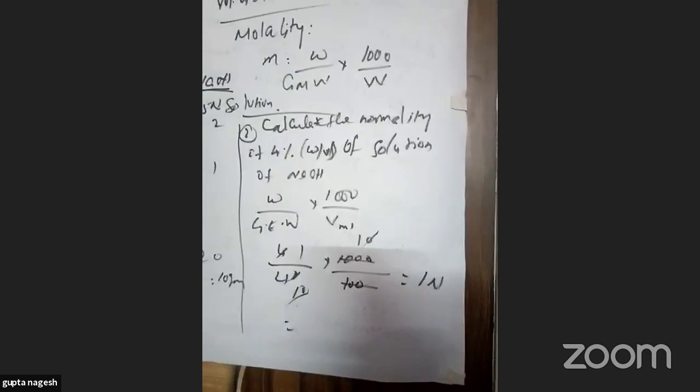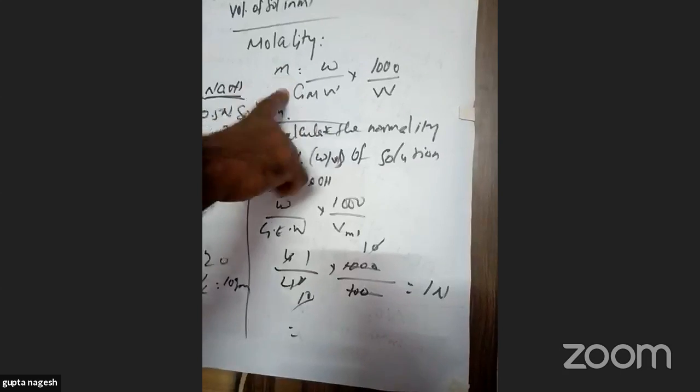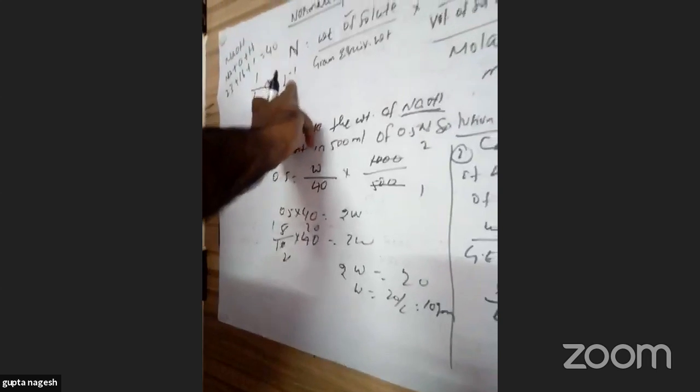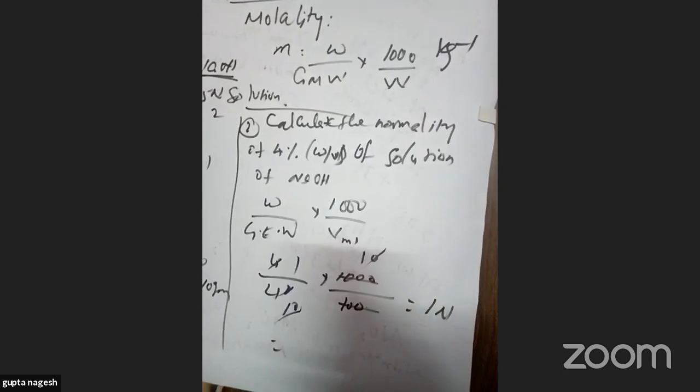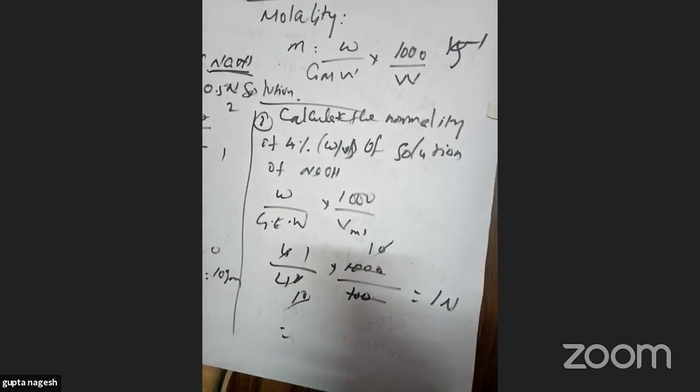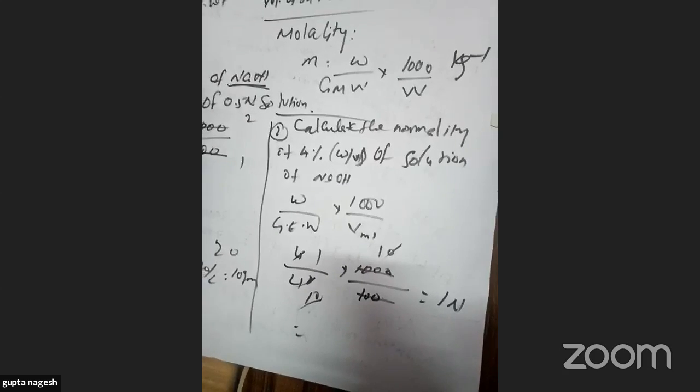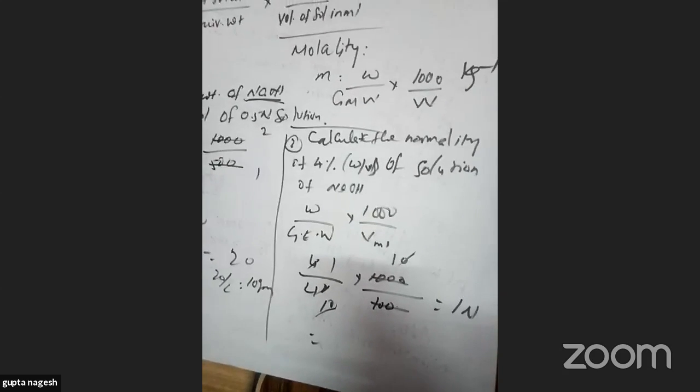So again, I'm repeating molality. It is defined as the number of gram moles of solute present in a kilogram of solvent. It is indicated by small m, and the units are kg inverse. For normality the units are liter inverse, and for molality the units are kg inverse. So these are the differences between molarity, which we completed yesterday, normality and molality. On these, nearly two to three problems can come in the EAMCET examination. Thank you. Have a nice time.